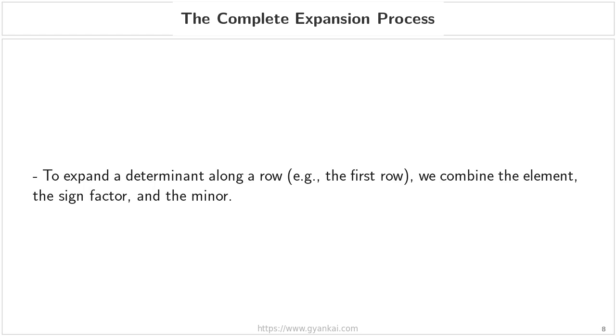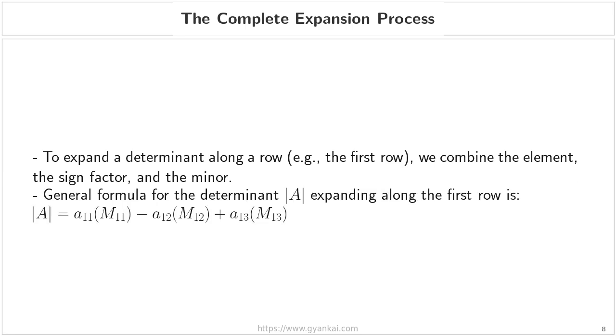To expand a determinant along a specific row, let's use the first row as our standard example. We essentially perform a 3-part multiplication for each element in that row. We take the element itself, multiply it by its corresponding sign factor we just discussed, and then multiply that by its minor.